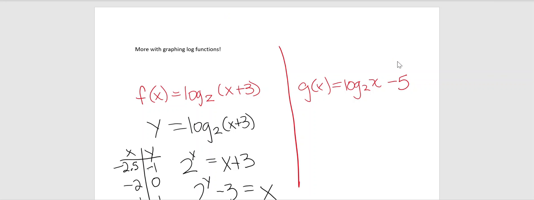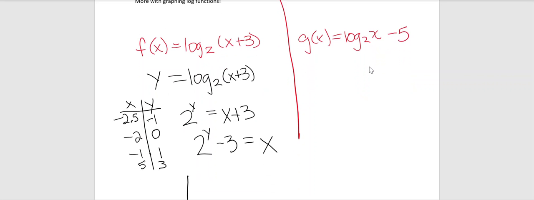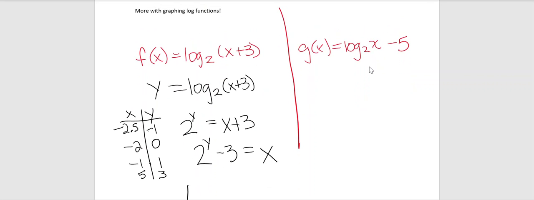Let's look at some different log functions that are not just in the form of log base b of x, but have some additional numbers being added or subtracted at the end, or a number being added or subtracted to x, what we're taking the log of. So in this first example, f of x, I've graphed y equals log base 2 of x plus 3, where we're adding the 3 to the x inside the parentheses, and we're taking log base 2 of x plus 3.